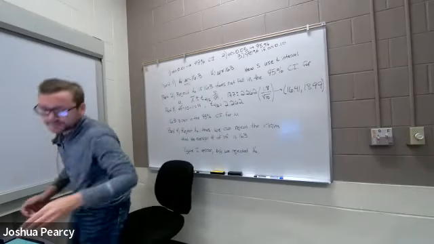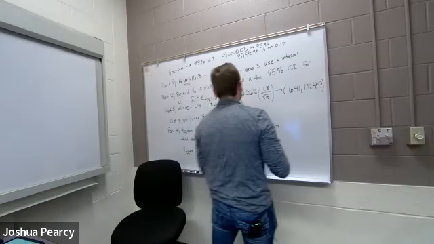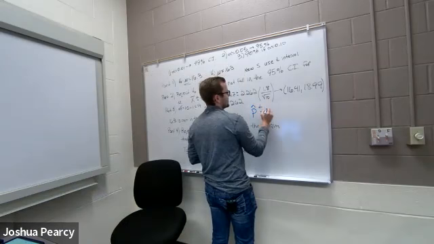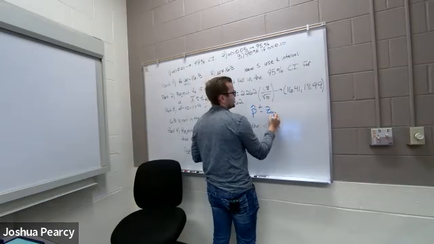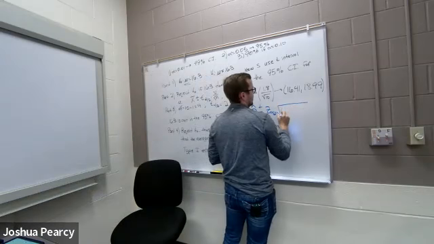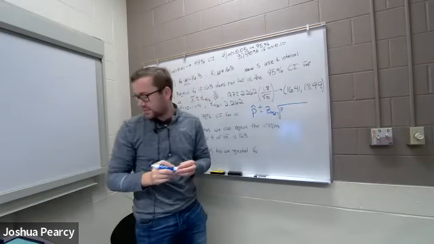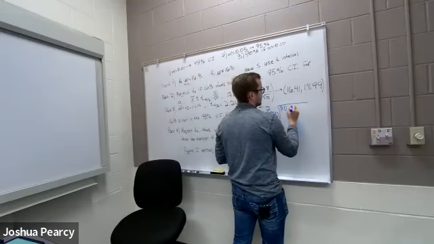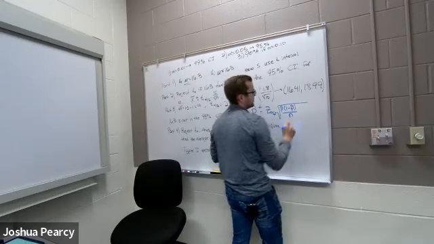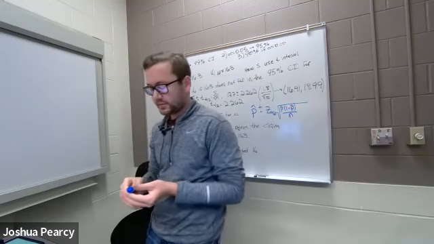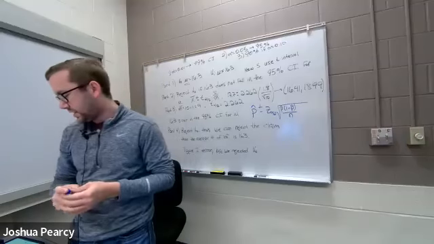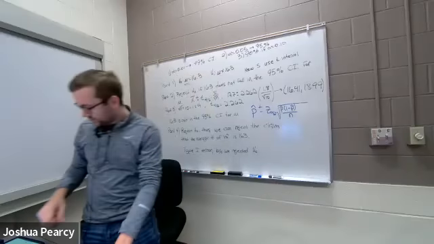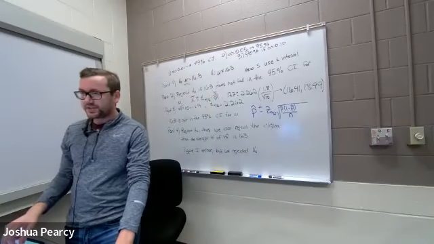All right. P hat plus or minus Z alpha over 2 times the square root of, is it P hat in that case? Yeah, P hat times 1 minus P hat over N. So all I need to identify is P hat, N, and the critical value. The critical value is something we use all the time. It's the same one.